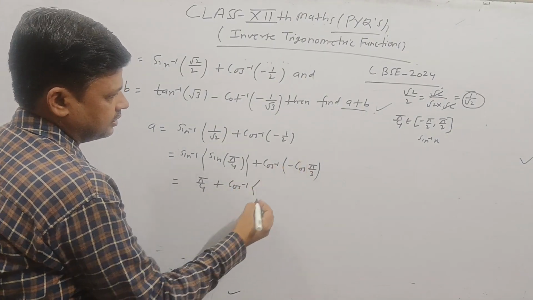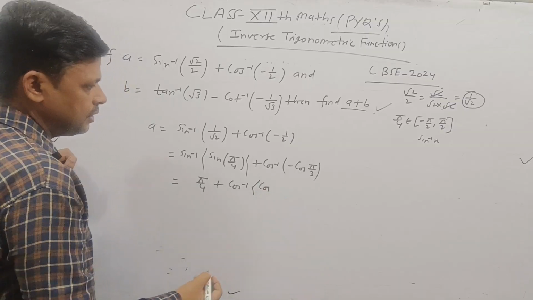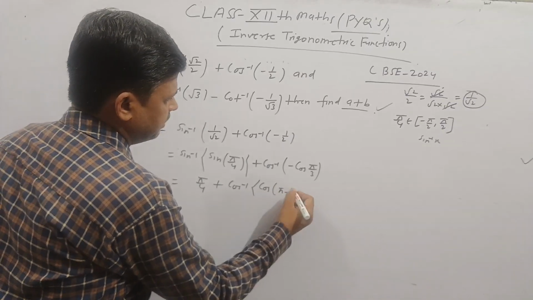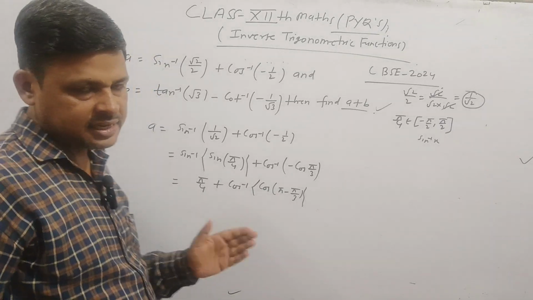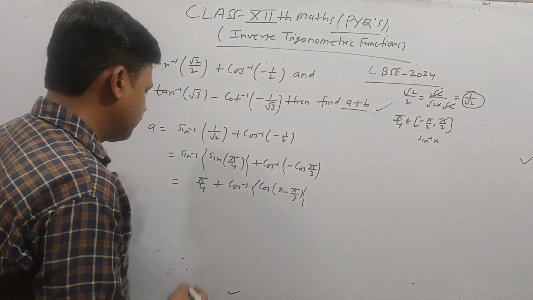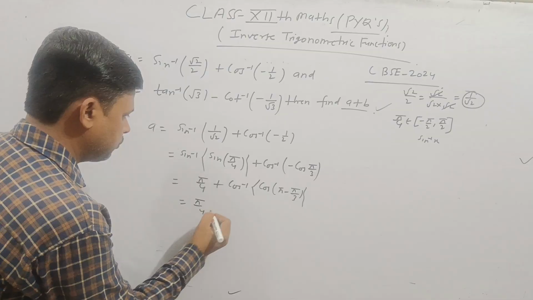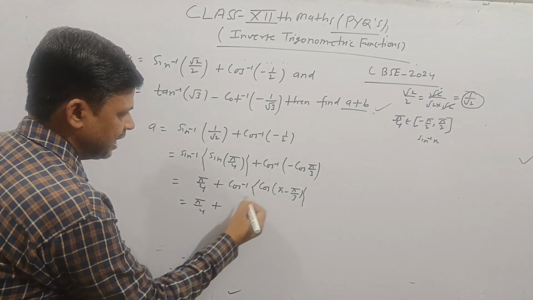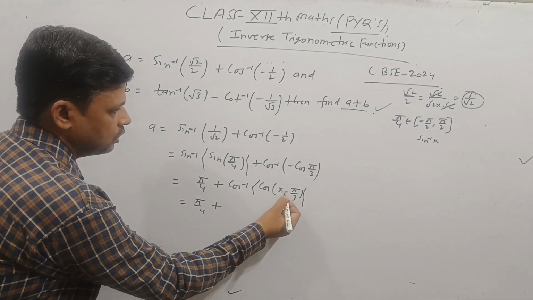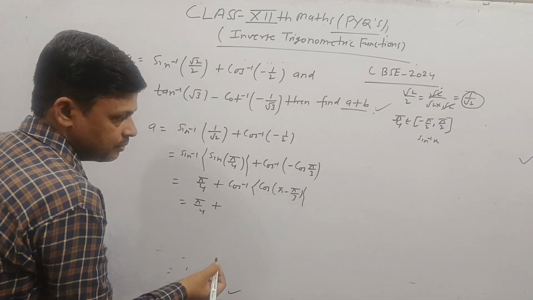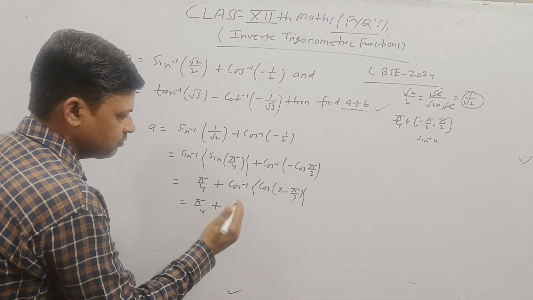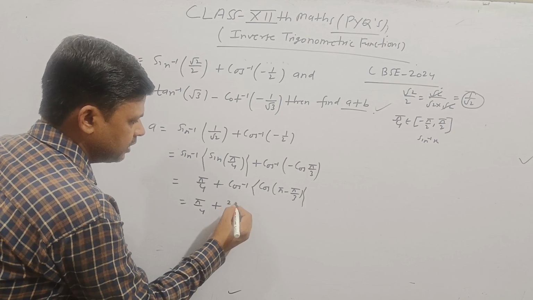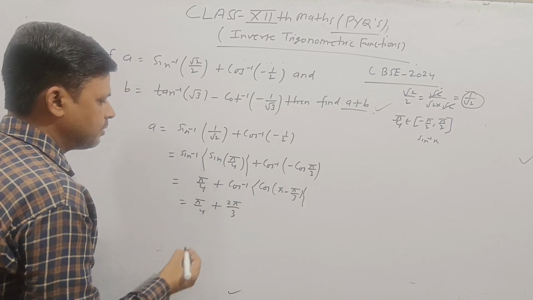We can write it as cos of pi minus pi by 3, because cos of pi minus theta is minus cos theta. So it will be pi by 4 plus, what is pi minus pi by 3? It is 3 pi minus pi by 3, that is 2 pi by 3, because cos inverse and cos are inverse of each other. So it will be 2 pi by 3.